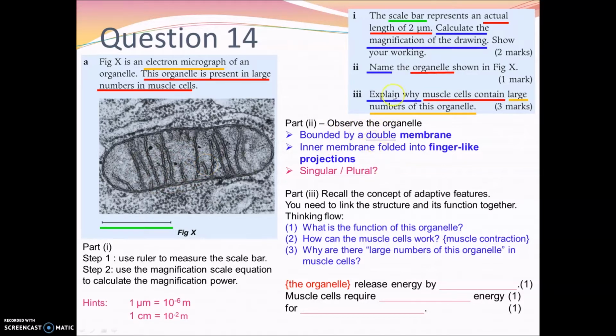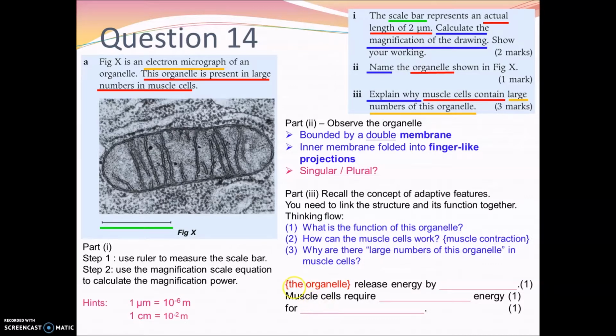You have to be able to name it. So the flow is: what is the function of these organelles? How can the muscle work? I give you a hint: by doing muscle contraction, relaxation, and then moving the bones, and then your whole body moves. And then why are there large numbers of these organelles in the muscle cells? Why are they such a perfect match to each other, these organelles and the muscle cells?